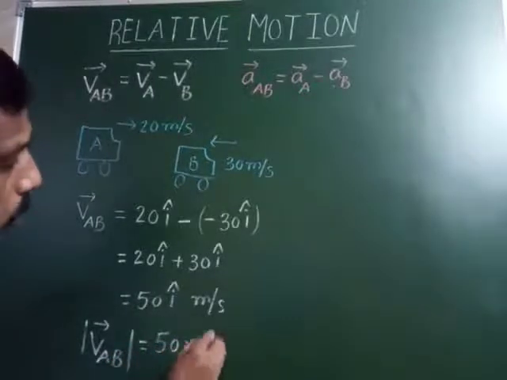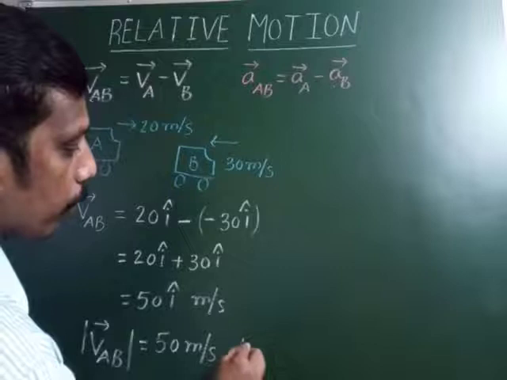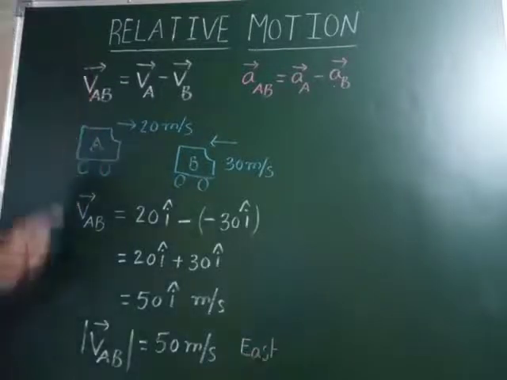Here i cap gives the direction. What is the direction? Here we got positive i cap. Plus i cap indicates the car is traveling towards east. For the person sitting in B, the speed of car A appears to be 50 meter per second, and it is moving away towards east.